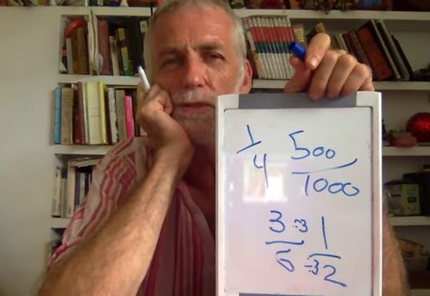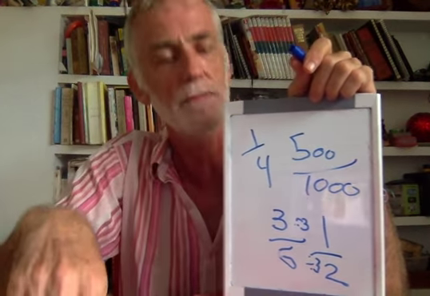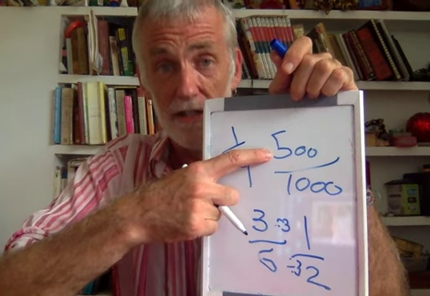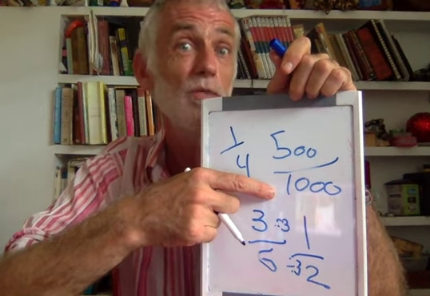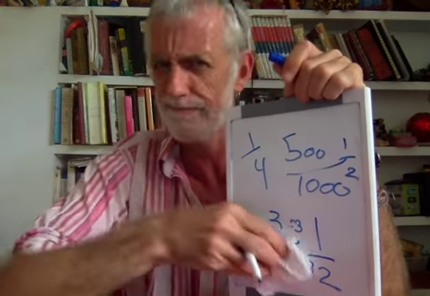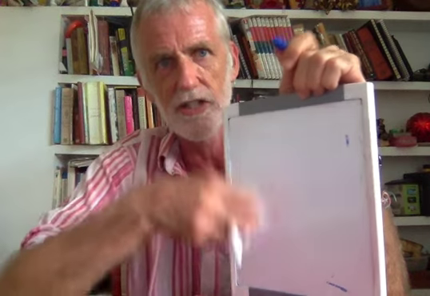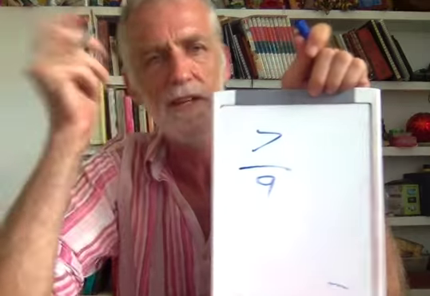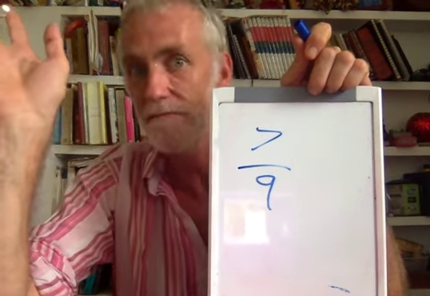So if your numbers on top and on the bottom can be divided by the same thing, do it and simplify it. This one up here, 500 and 1,000. 500 divided by 500 is 1. 1,000 divided by 500 is 2. So this is the same as 1/2. All right. So the trick is knowing that numbers can be divided by each other. Sometimes you can't. Sometimes they are big numbers. 7/9. The only thing you can divide a 7 by is 7. Can you divide a 9 by 7? No. So you're done. 7/9 is simplified.